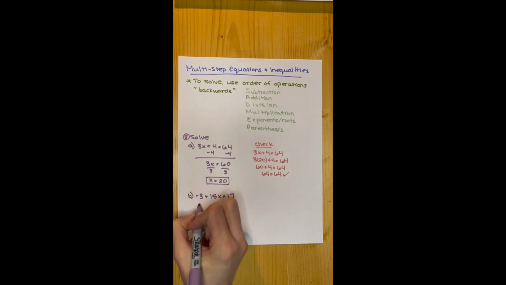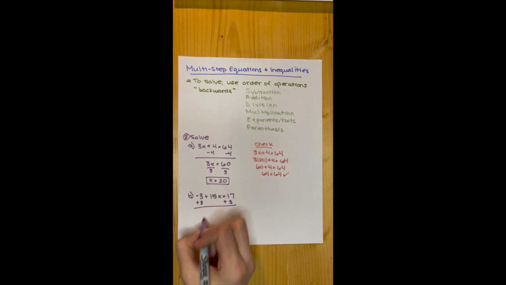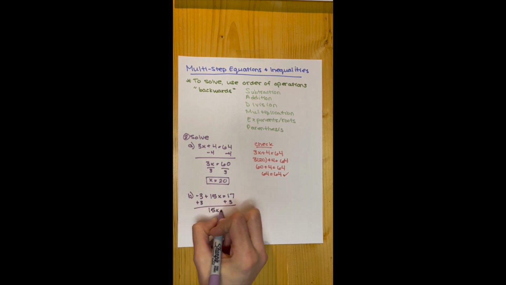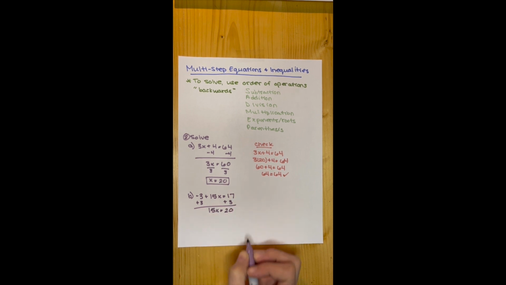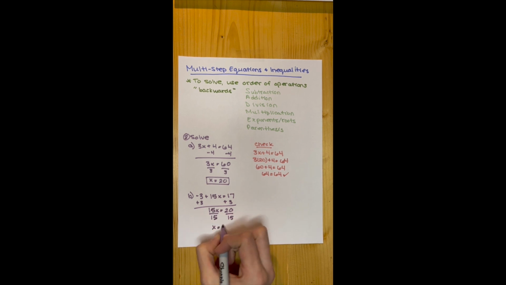Letter B, we have -3 plus 15x equals 17. Add 3 on both sides. 15x equals 20. Divide by 15 and reduce that, where x equals 4/3.